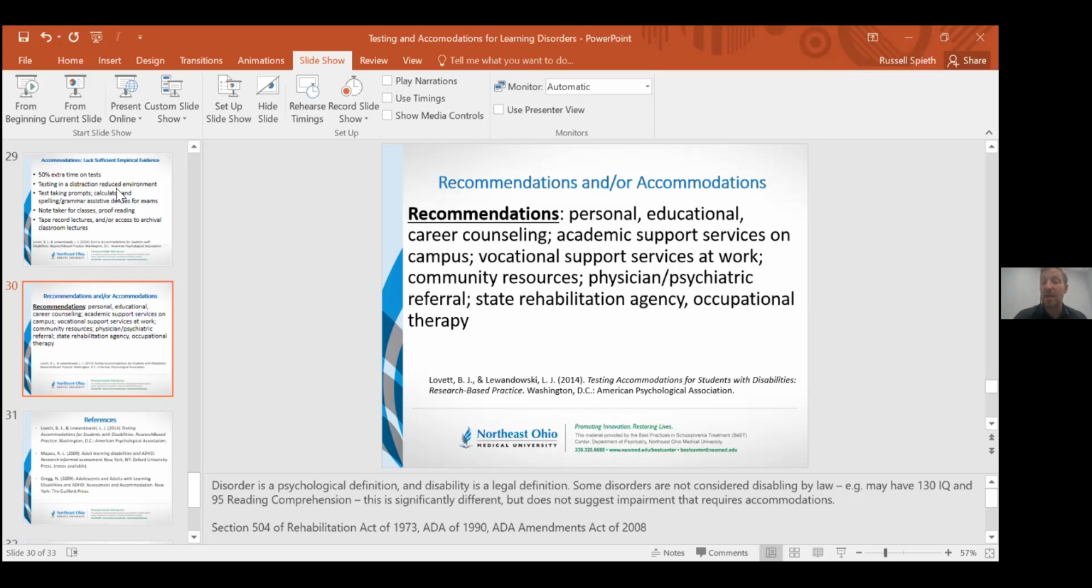Sometimes you might be doing a physician or psychiatric referral, state rehabilitation agencies, and occupational therapy. So those are some of the typical other recommendations that one would think would be helpful for folks with a diagnosis of a learning disorder.